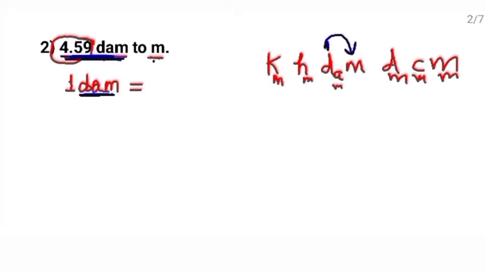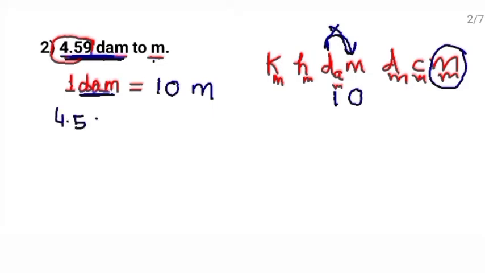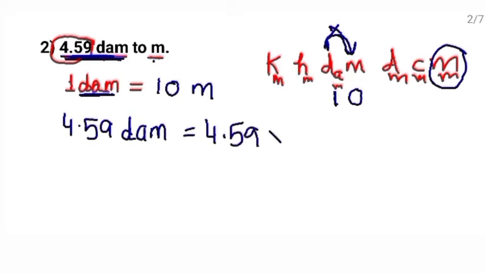Meter is here. This is millimeter, mm, right? So you will move here. You are moving forward. So multiply with which number? 1, 0. Clear? So multiply by 10. So from here this is clear that 1 decameter is equals to 10 meter. Now 4.59 decameter is equals to 4.59 multiplied by 10. Now your answer will be in meters.